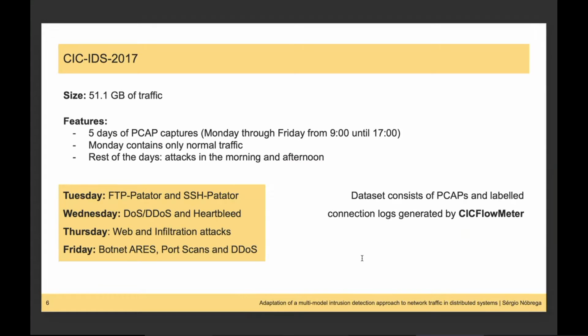I'll try to go a bit more quickly. So the dataset that we used was the CIC IDS 2017. It is a dataset with 5 days of pcap captures, and it basically tries to mimic a workday in the office. And it goes Monday through Friday from 9 a.m. until 5 p.m.